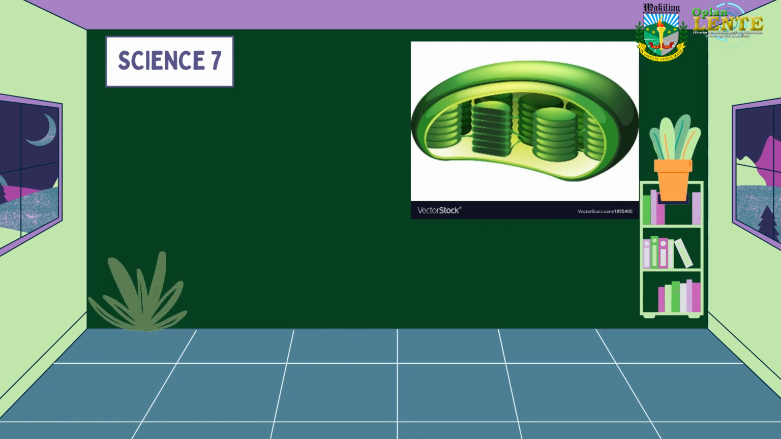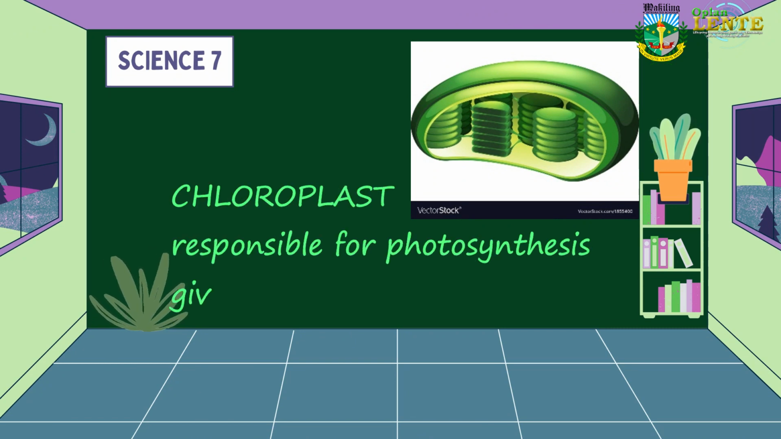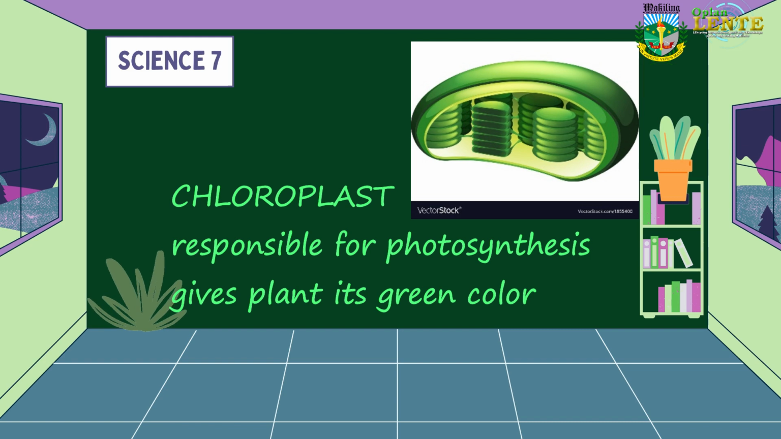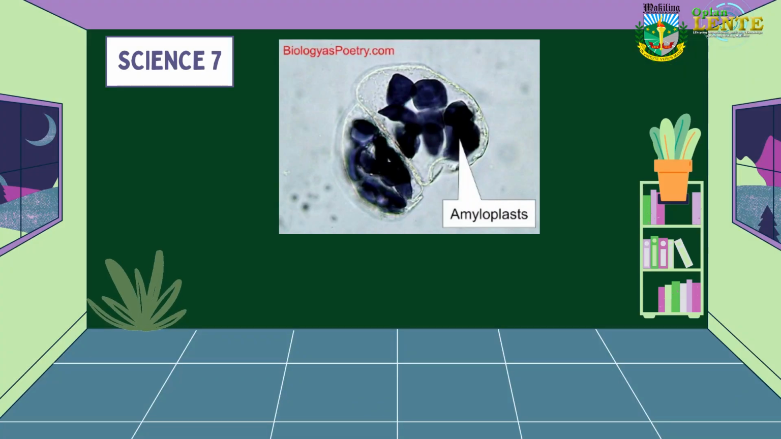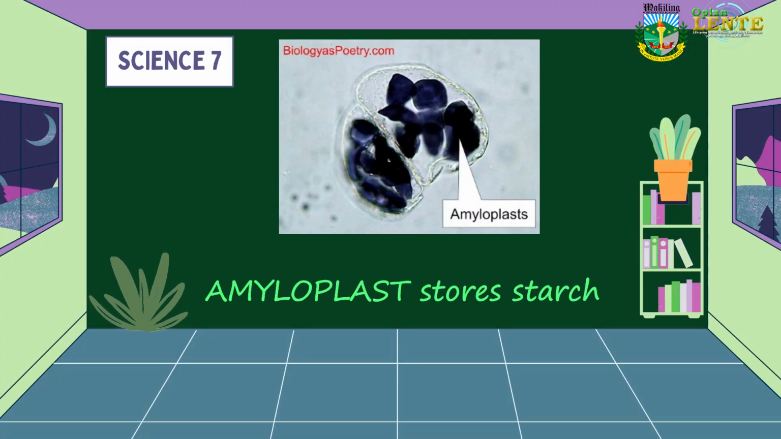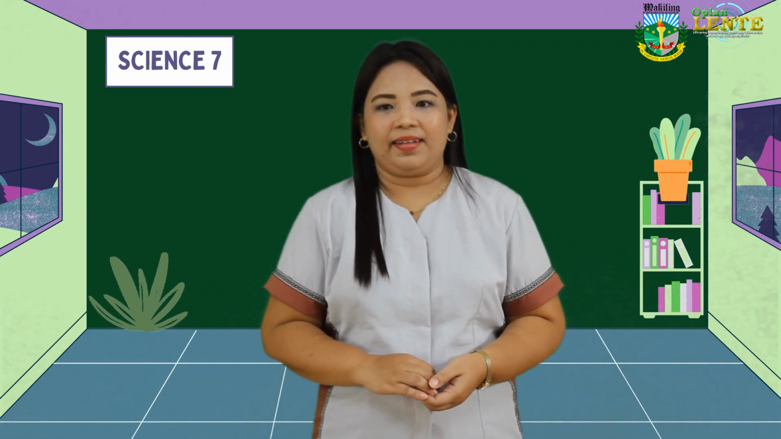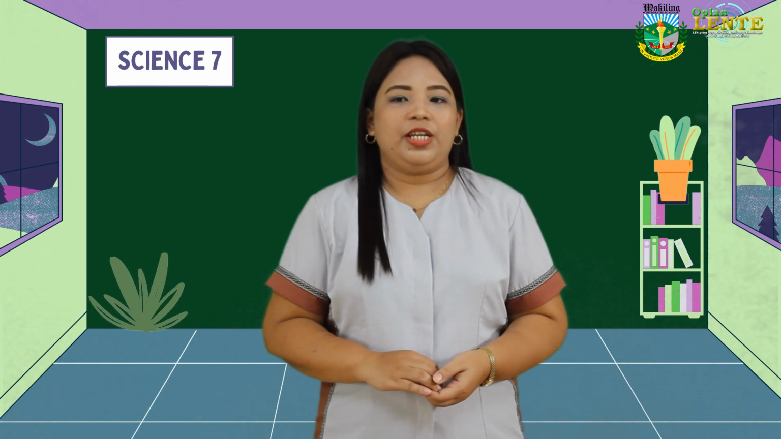The chloroplast contains chlorophyll, which absorbs light energy and converts it into chemical energy, allowing plants to carry out the process of photosynthesis. The amyloplasts are found in plant cells and store starch. We are done identifying the organelles that can only be found in plant cells. Now, let us proceed to the organelle that is only particular to animal cells, which is the centriole.